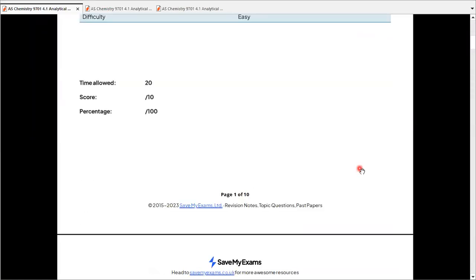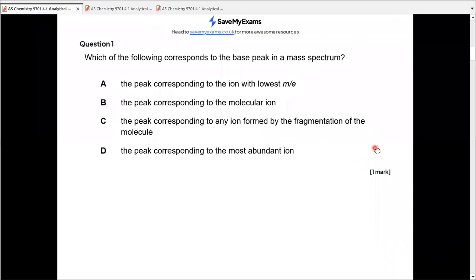So, mass spectrometry, and these are MCQs, the easy ones. So what were you saying? The answer to question number one was? D. And why do you think that is correct? Because most stable and 100% peak.